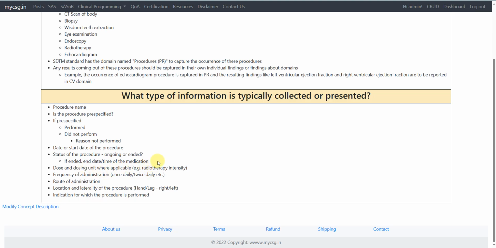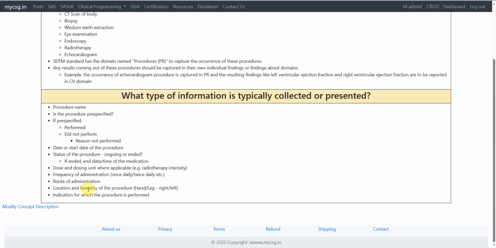Say for example, if it is radiotherapy, we collect the intensity of the radiation therapy that is administered in the dose and dosing unit variables. And then the frequency of administration. So whether the radiotherapy has occurred once daily or twice daily or once in a month kind of thing will be reported in the frequency of administration variable. And then we may also need to collect the route of administration if it is of relevance.